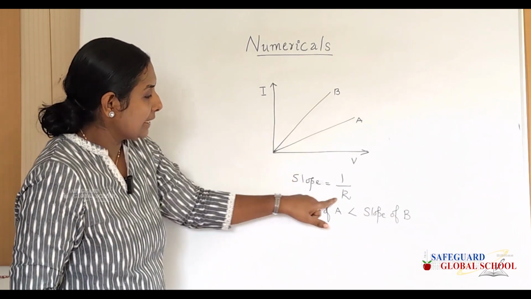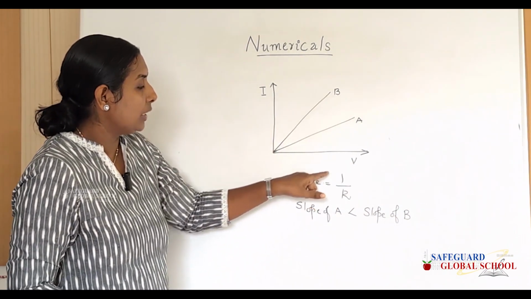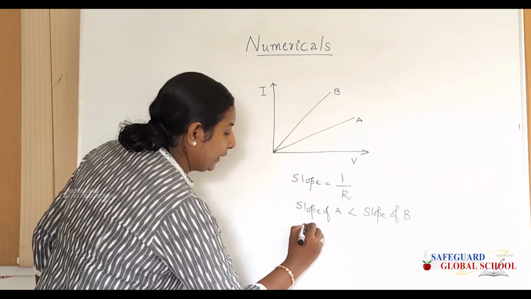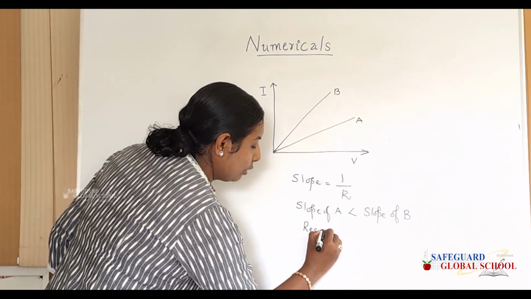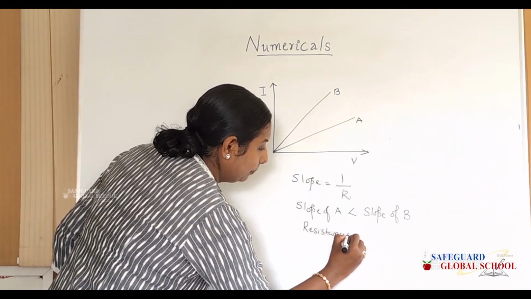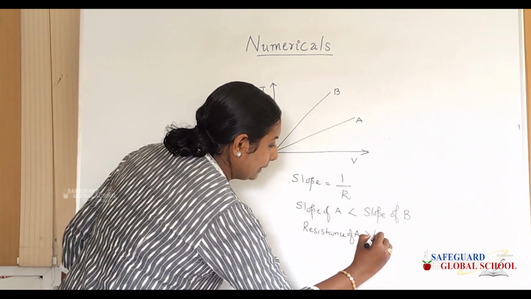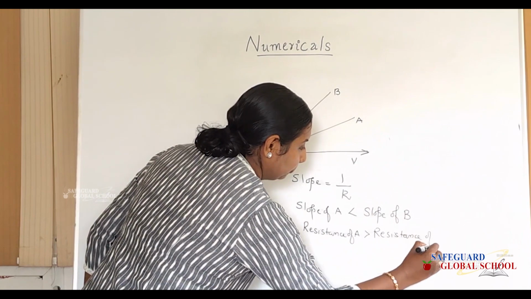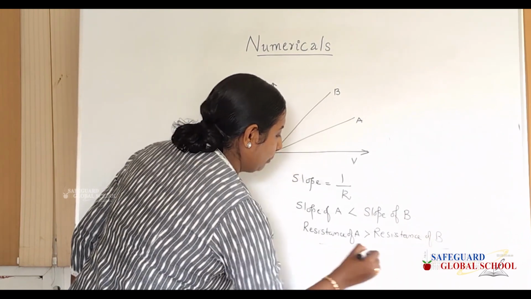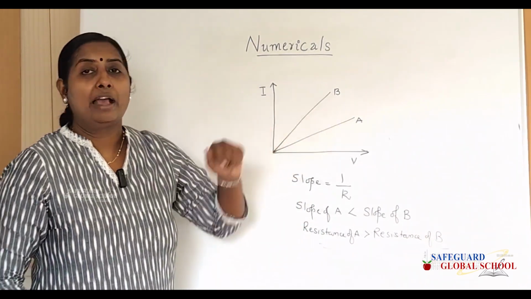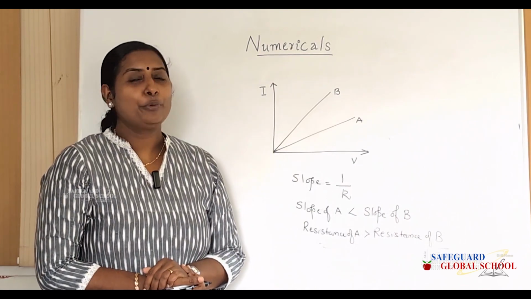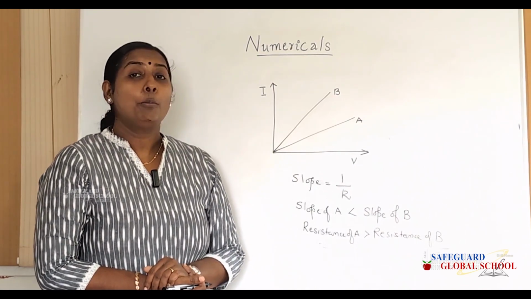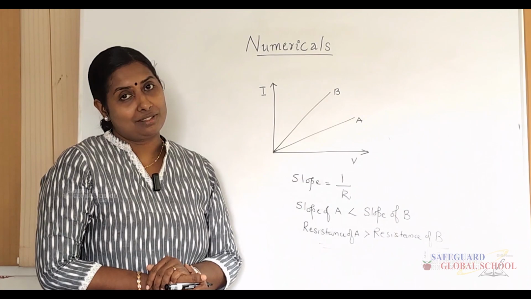But according to the concept, the slope is inversely related to R. So what we can say? Resistance of A is greater than resistance of B. So which is having more resistance? A wire is having more resistance. Hope you have got it. Let us come with more numericals in the next classes.